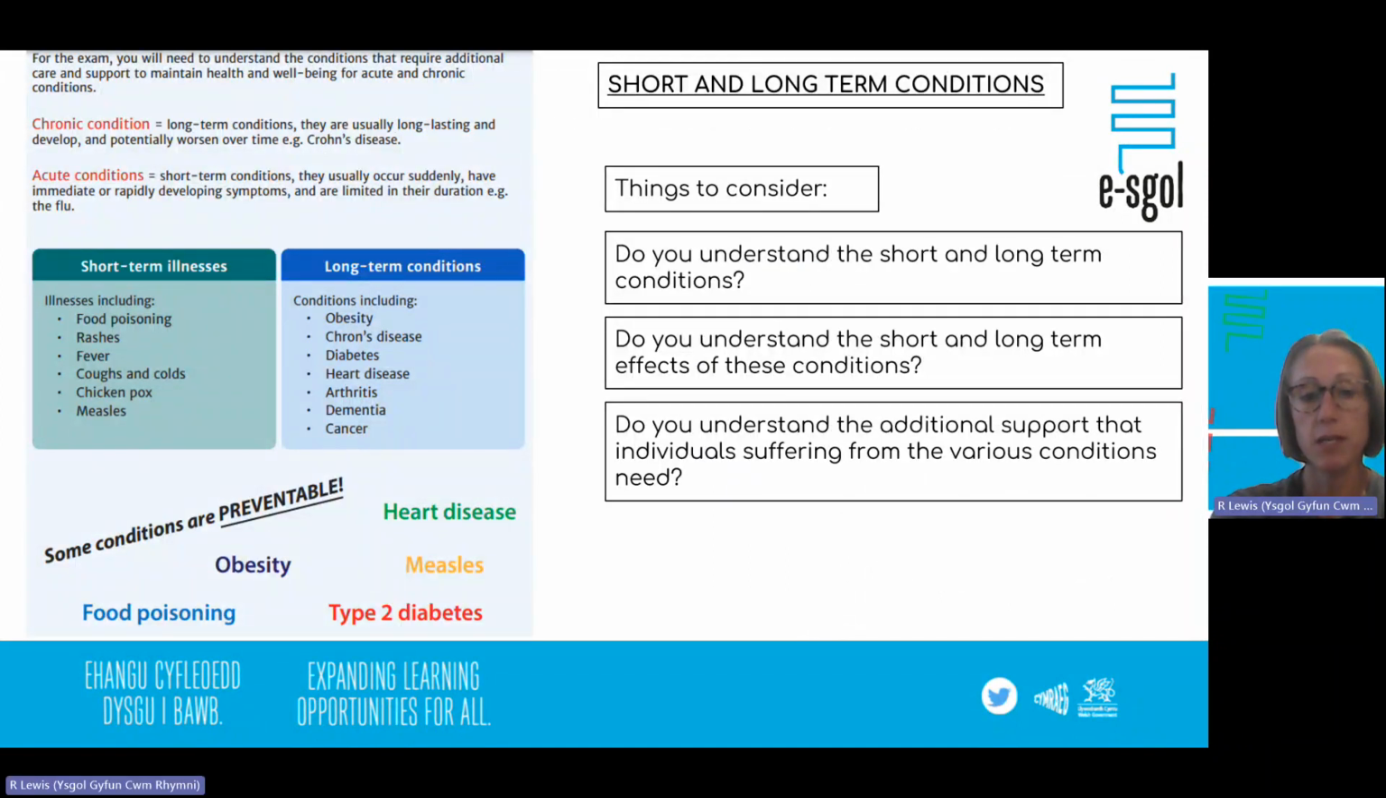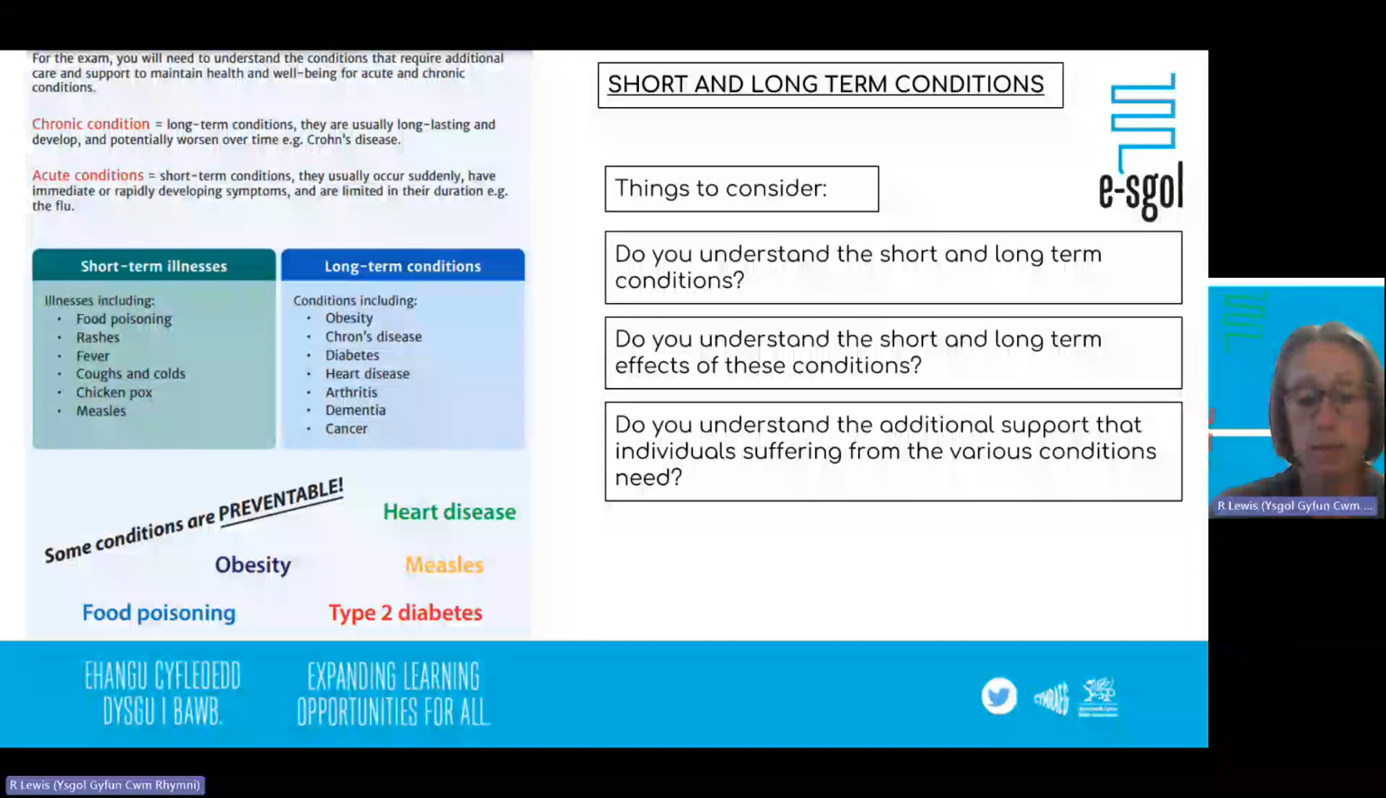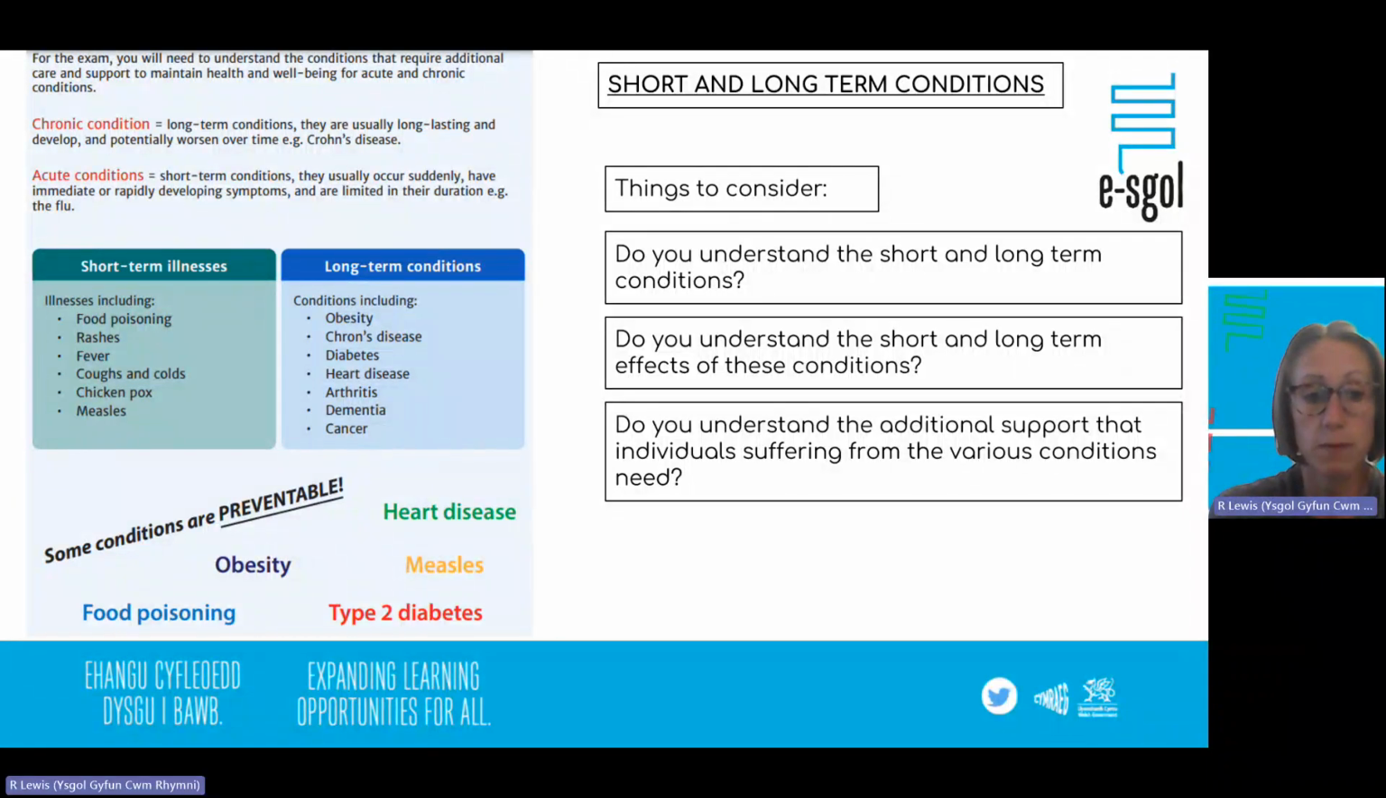Okay, so there are a variety of long and short-term conditions within the specification from WJEC. These are all listed on the slide here. So short-term illnesses: food poisoning, perhaps having a rash, fever, cough and cold, chickenpox, measles. These are the type of illnesses that only occur very suddenly and will disappear within maybe a couple of days, and it's just limiting us slightly for a couple of days only.